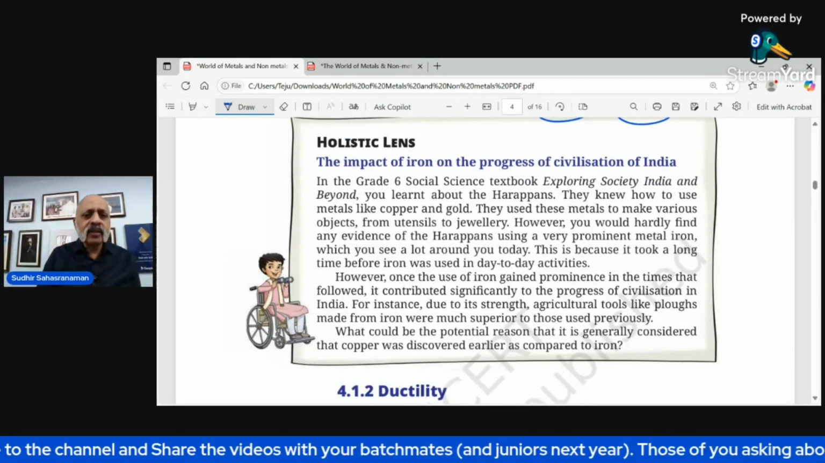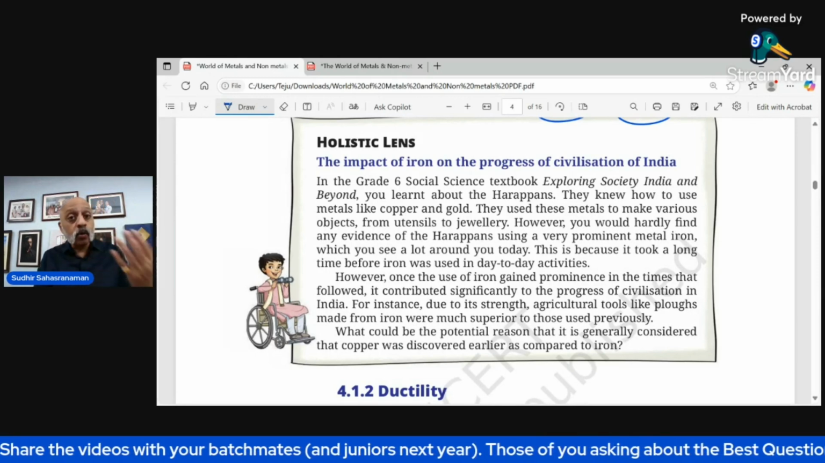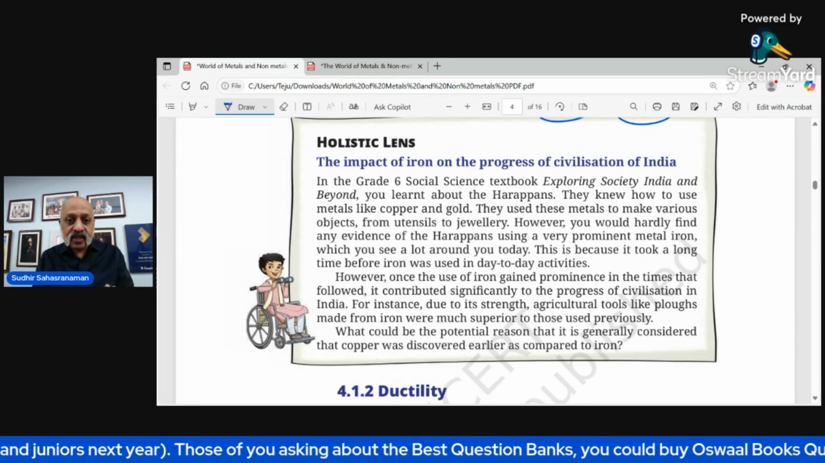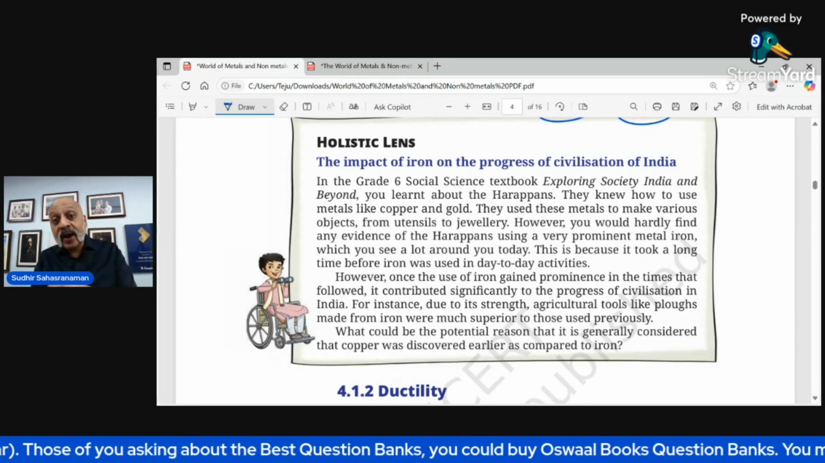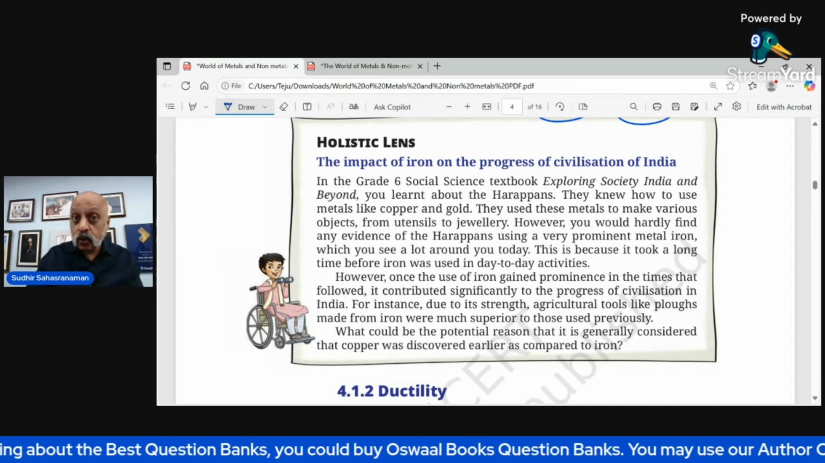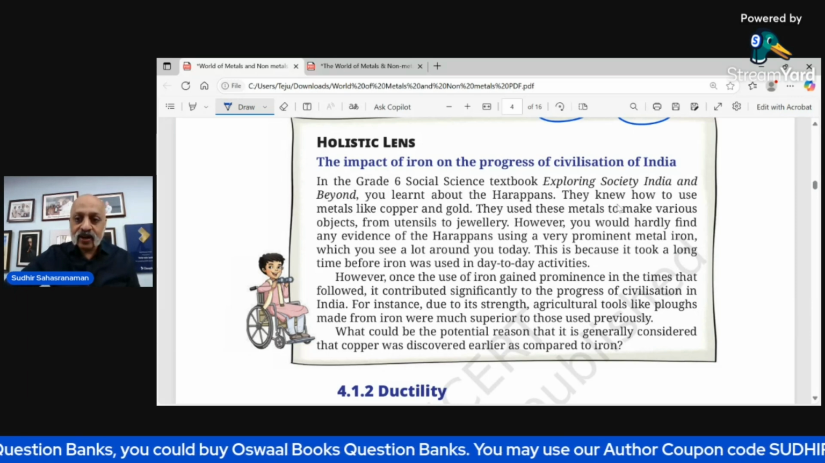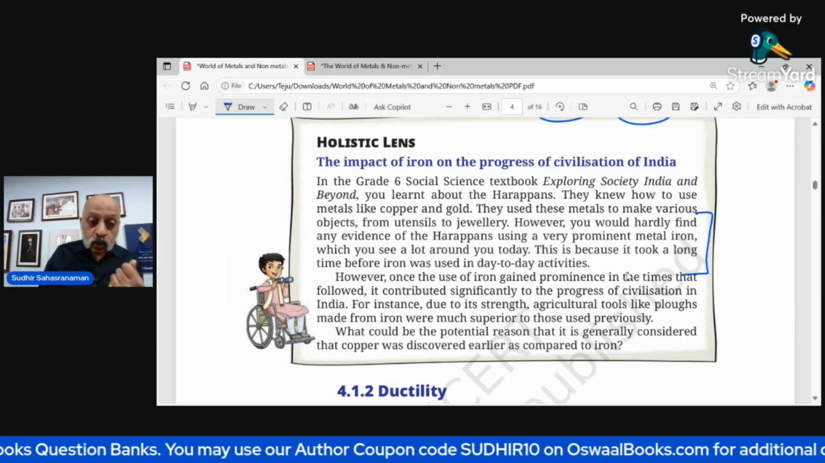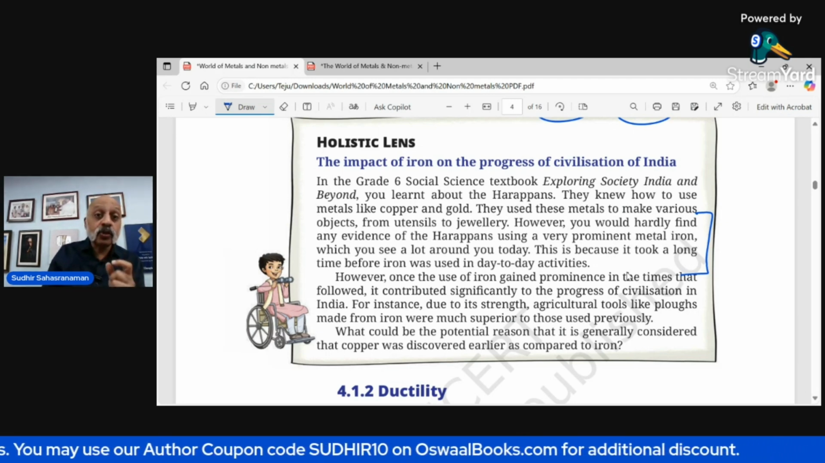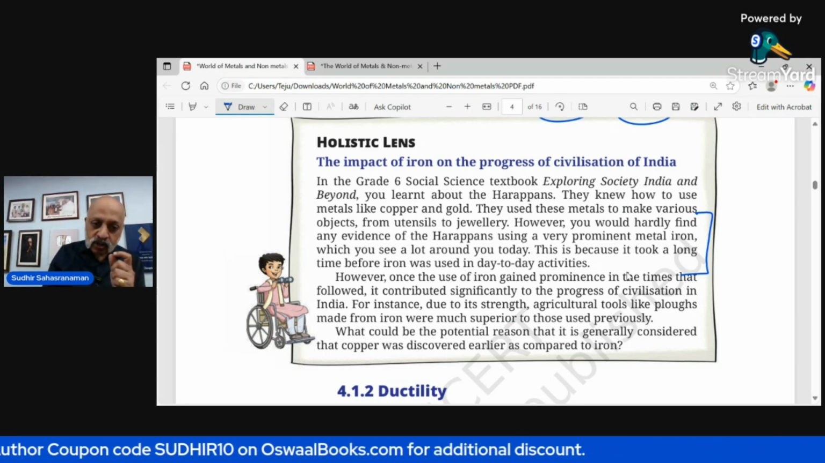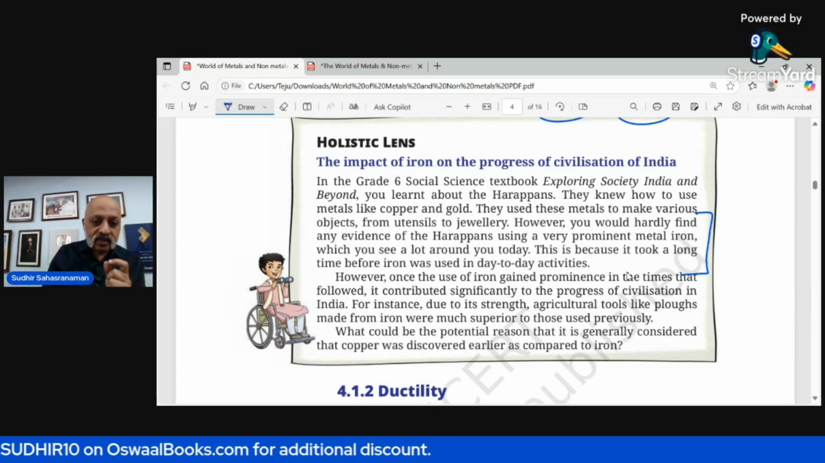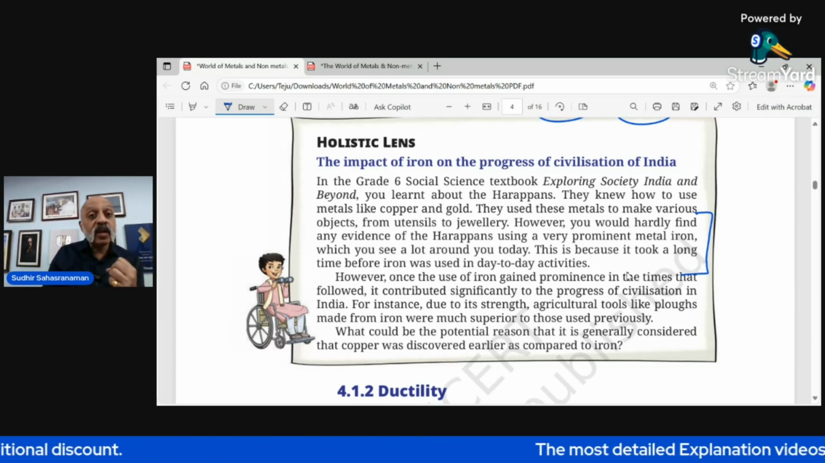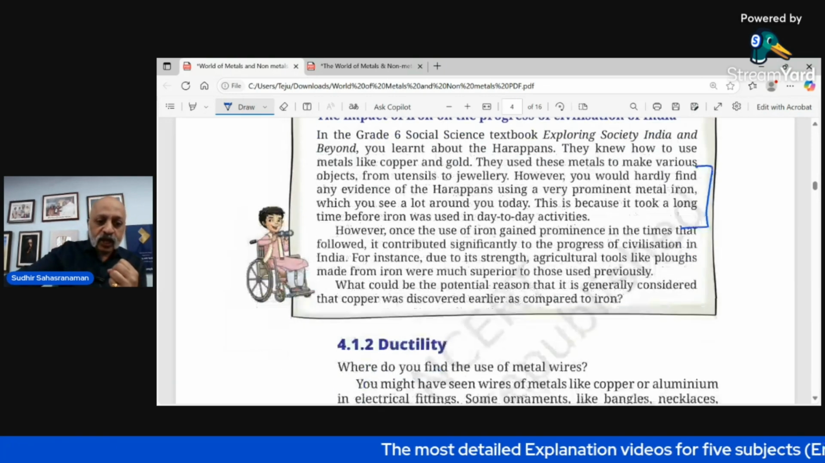Now, we read in the Harappan society that they knew how to make copper and gold. They used these metals to make jewelry, utensils, etc. However, you don't find Harappans having used iron. Harappans did not use these kind of utensils. They used largely copper and gold. So it took a long time before iron was actually used in day-to-day activities, because once the use of iron gained prominence in the times that followed, people started using iron much more because they realized that it's a very hardy kind of a metal which can be used.